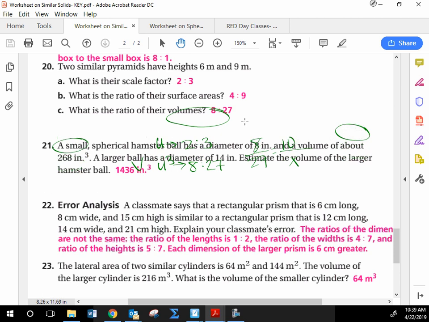So simplify first. 16 to 9 reduces down to 2 to 3, and then square it.